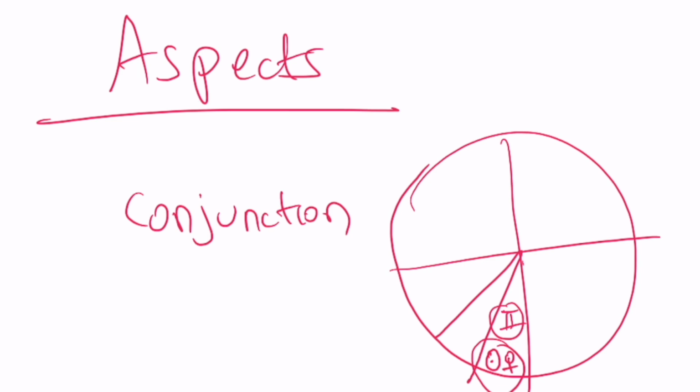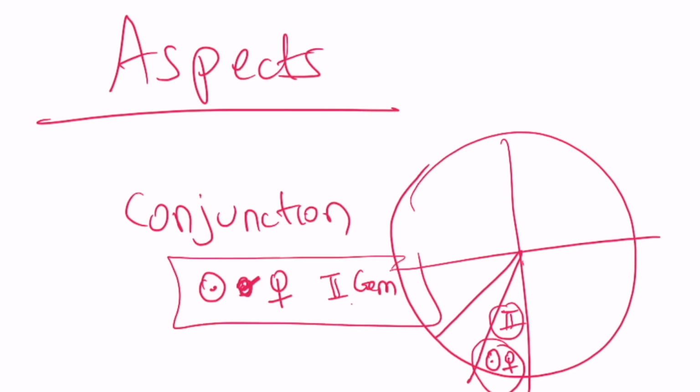How are we going to write it? We are going to write it like this. Sun conjunct. We are going to see this later on in the application. Conjunct Venus in the sign of Gemini, or we just will write Gem. And this is a sort of conjunction.